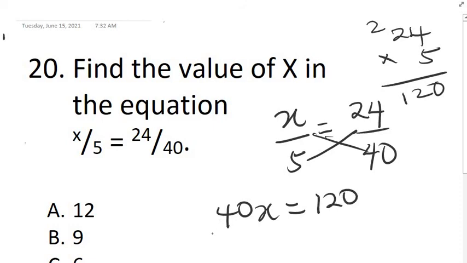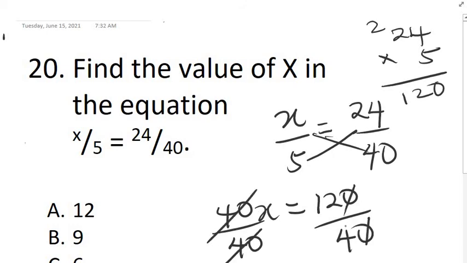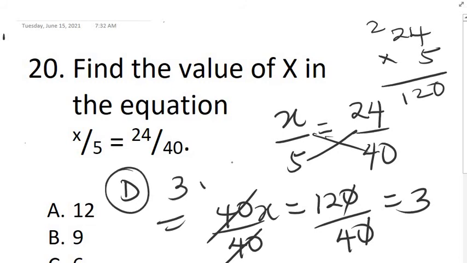To get x, you divide both sides by 40. Divide this side by 40. 40 cancel 40. 0 cancel 0. 12 divided by 4 is 3. So the right option, if you have the question paper, is D. D is 3. So that's the right answer.